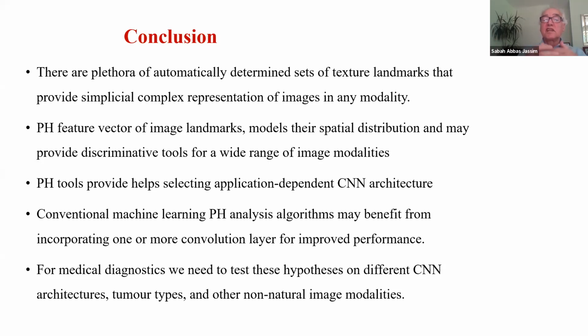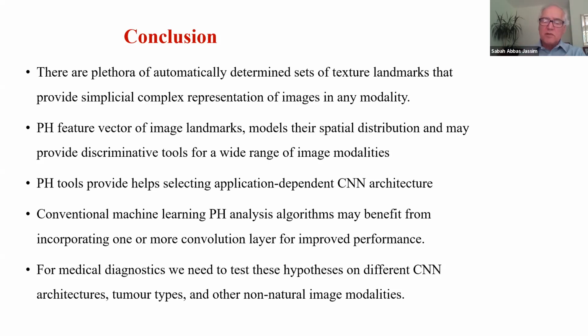The only thing I want to say is that there are so many of these texture landmarks that we could use. And then the question is, how do we actually find these different ones and put them into a way of doing image analysis? For medical diagnosis, we need to test these hypotheses on different CNN architectures, tumor types, and other non-natural image modalities. And we may benefit from it.